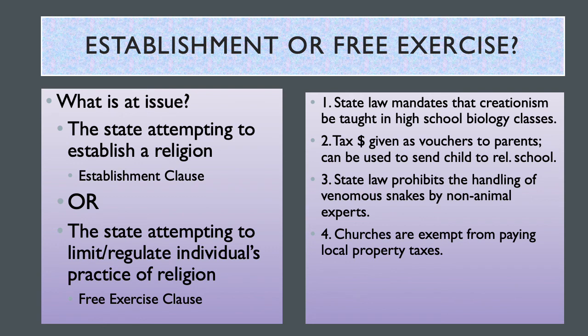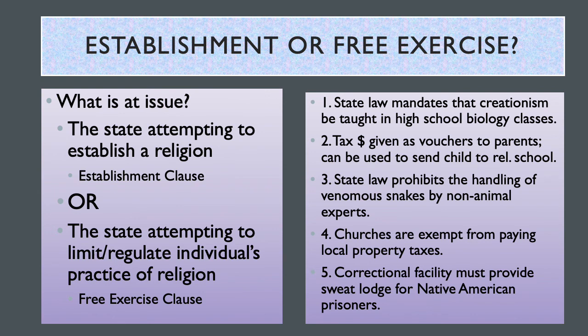4, churches are exempt from paying local property taxes. So everybody else has to pay property taxes if they own property, but not churches. Free exercise or establishment clause. And then finally, correctional facilities, which are owned by the state, must provide sweat lodges for Native American prisoners. All right, turn the video off and then come back and let me know what you had. Well, you can look and see whether your answers are correct.